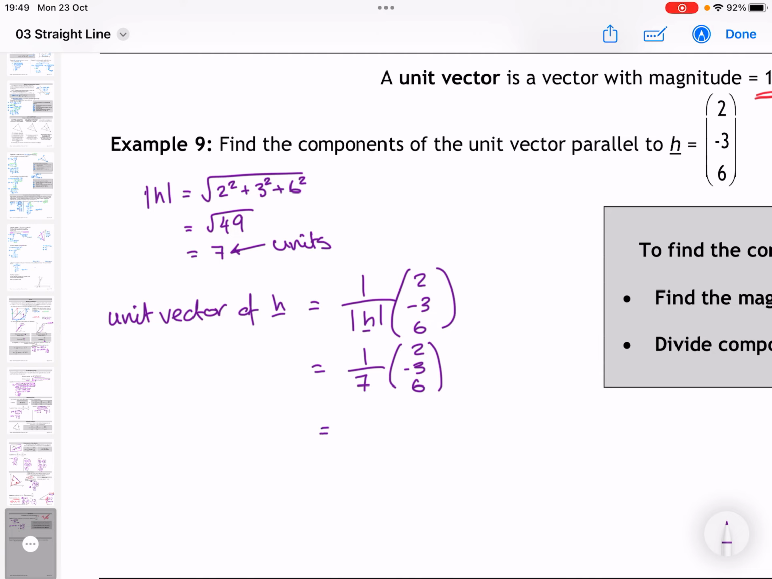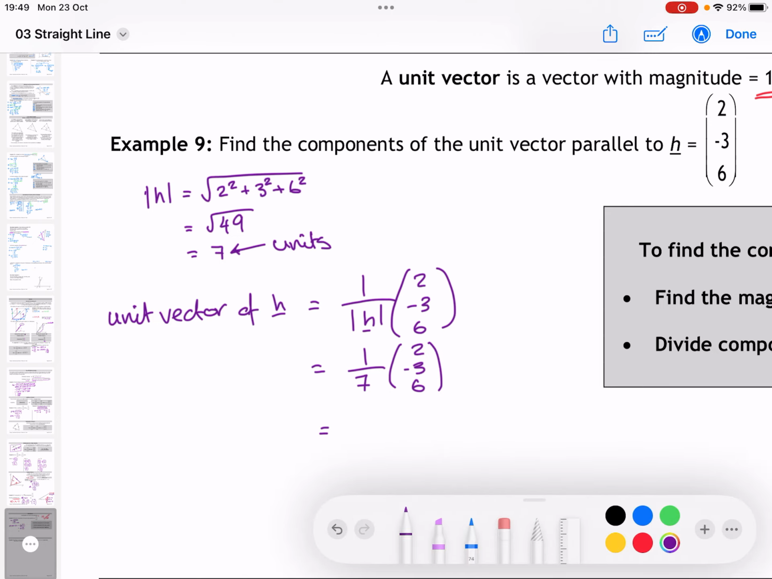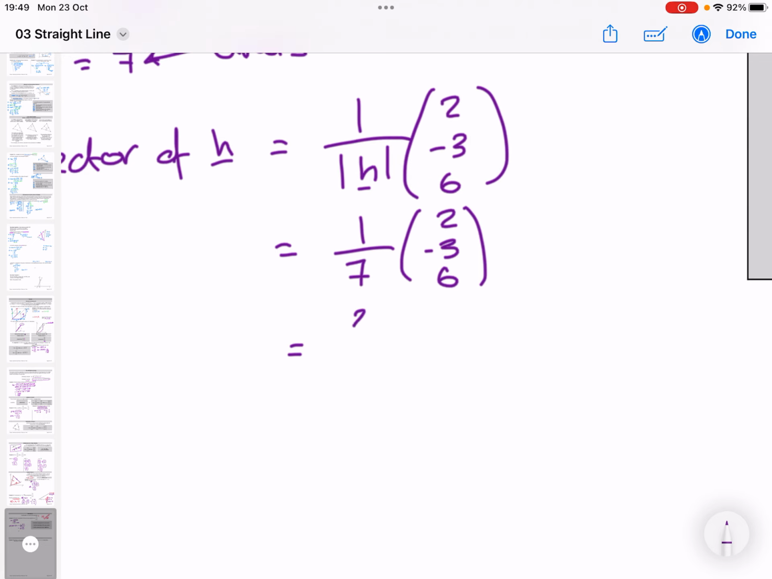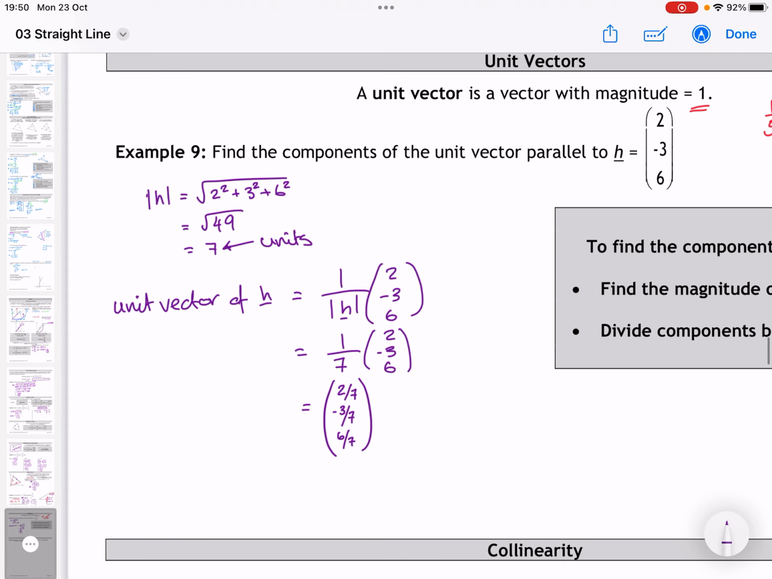Now, if we want the components, we actually need to write it as components. Leaving it as 1/7 times that is not enough. 1/7 times 2 is 2/7. Minus 3 times 1/7 is minus 3/7. And 6 times 1/7 is 6/7. And yes, I've written the lines slanted. And that is a unit vector of h.